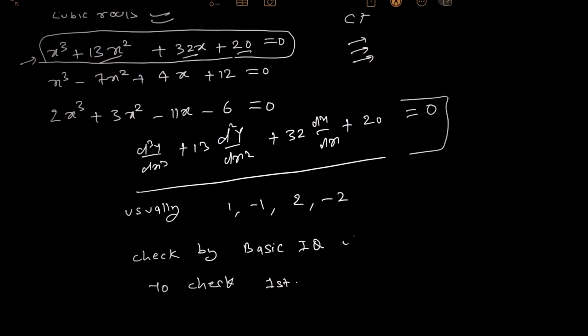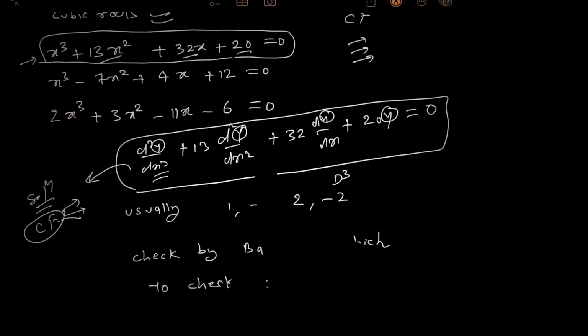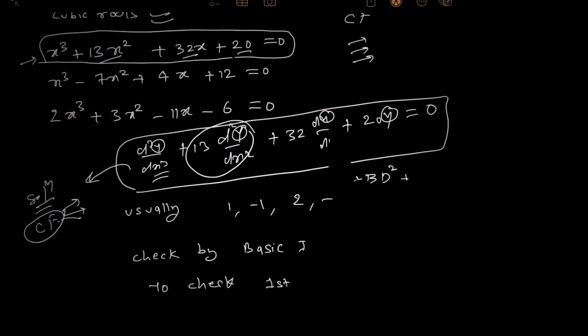This kind of question will be given and they will ask what the solution of this equation is. Solution means you have to find the complementary function, but for that you should know the nature of the roots. To do so, you take y common outside, and the remaining equation becomes d cube plus 13d square plus 32d plus 20 is equal to 0.